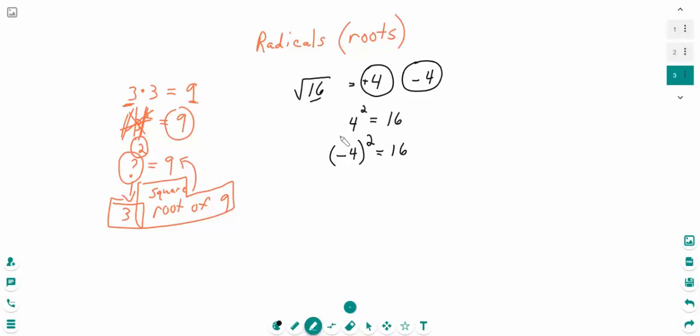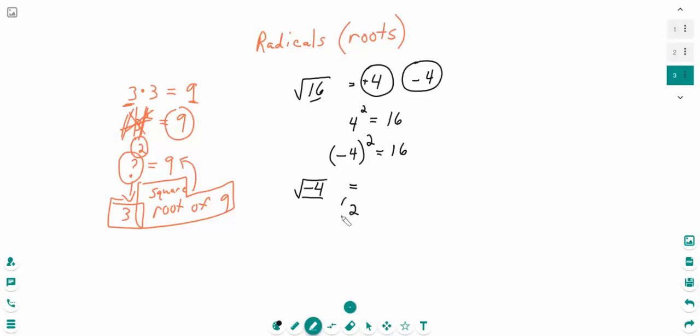But let's take it a step further. What if we have the radical of a negative number? What if we have the square root of a negative 4? Can we solve this one? Well, let's think about it. You might think, okay, what times itself is 4? And the answer might jump to you right away. It's 2. 2 times 2 is 4. But I don't want just a 4. I want a negative 4. So the question is, what times itself will give me a negative 4?